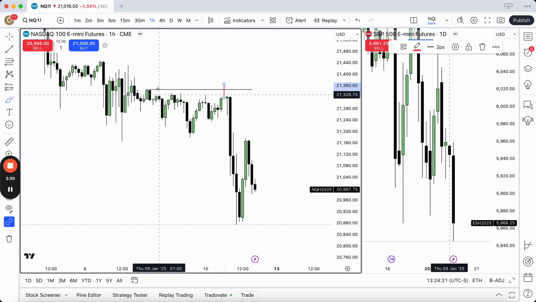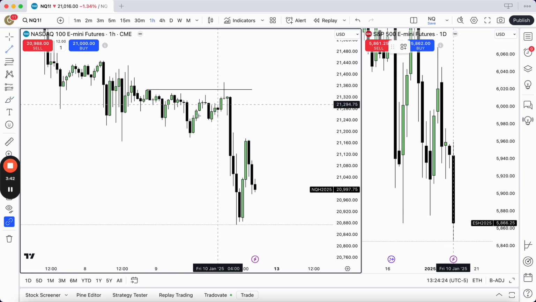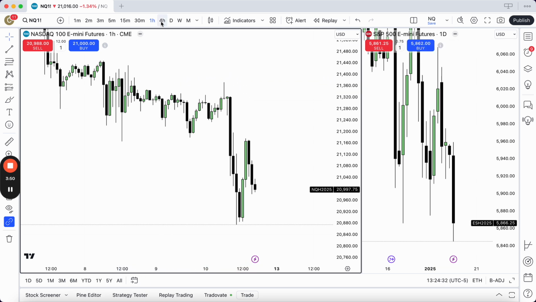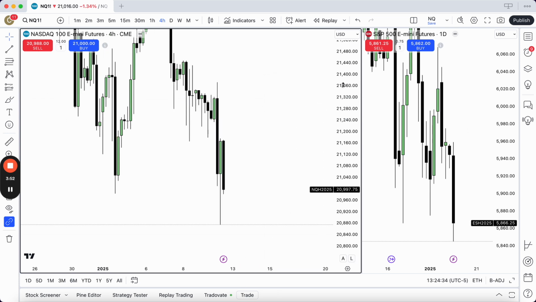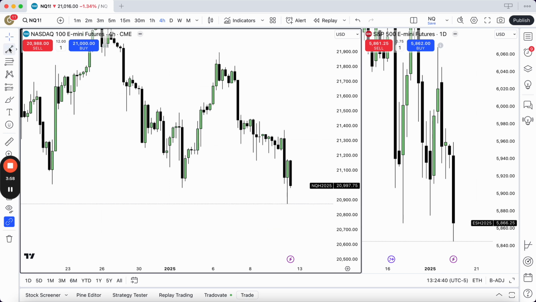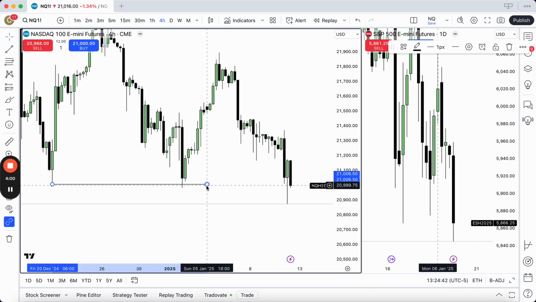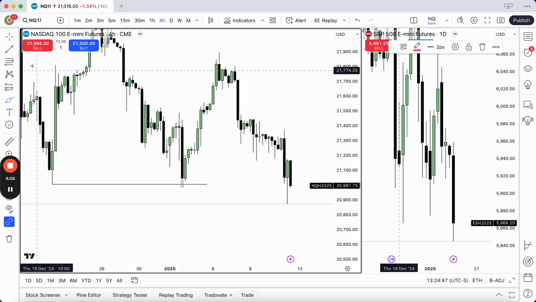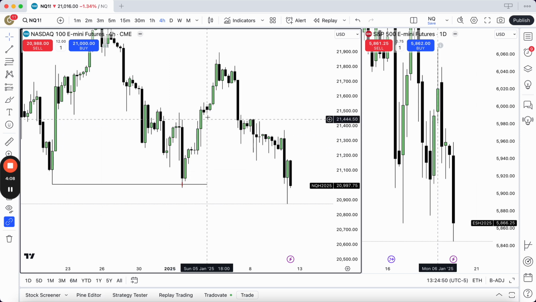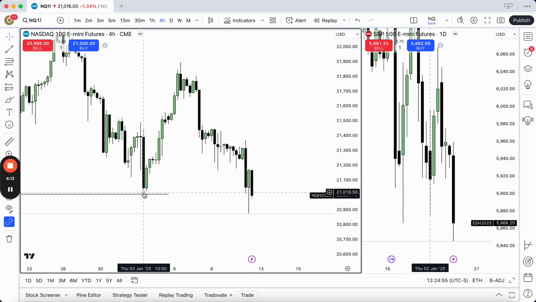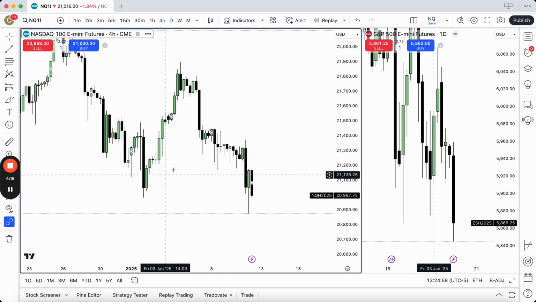This happens every single time price reverses. Price sweeps liquidity on every single time frame. If we go to the 4-hour time frame, what happens here? Price swept these lows right here, sell side liquidity, and what did price do? Price went all the way up here. As you can see, price is always sweeping liquidity before making a major move in either direction.